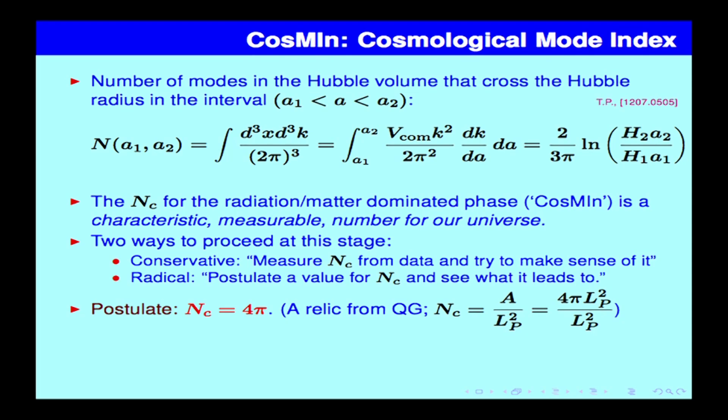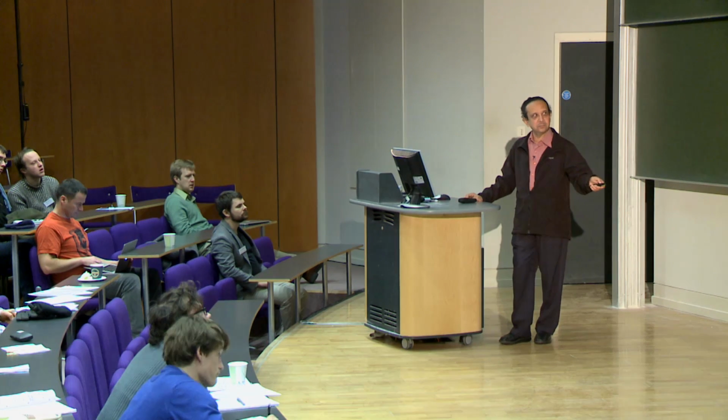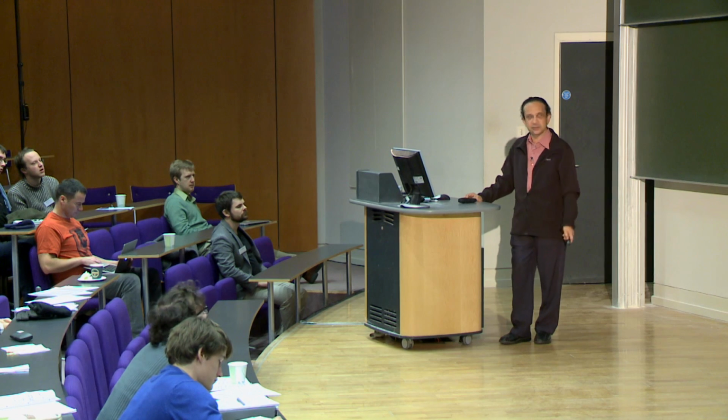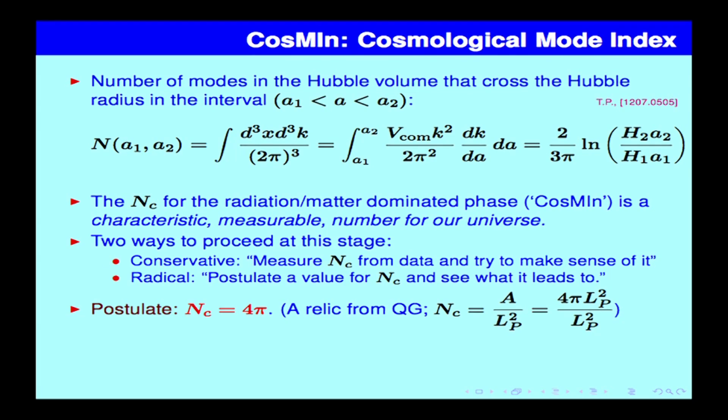So, I want to follow the second route, and I am going to postulate that this NC is equal to 4 pi, or rather NC upon 4 pi is 1. Now, this essentially comes from some quantum gravitational considerations: if you take the area of a Planck length sphere and divide by LP square, the number of bits of Planck length on the surface of that sphere is just 4 pi, it is a pure number.